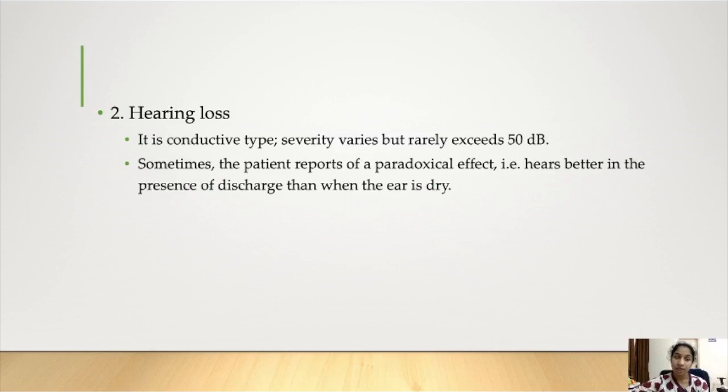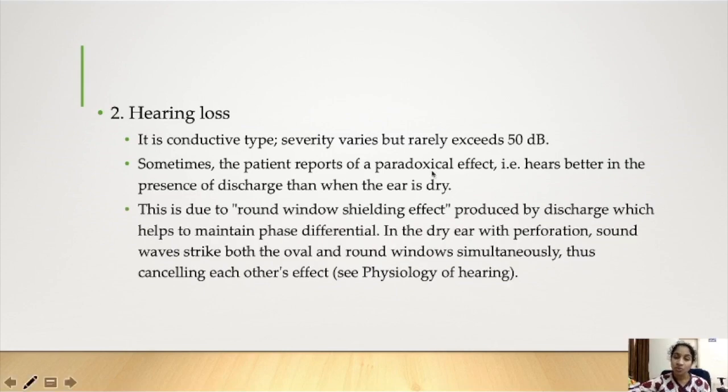Sometimes the patient reports paradoxical effects, that is, hears better in the presence of discharge than when the ear is dry. So the paradoxical effect is: when the ear is dry, there is no discharge, the patient can't hear, and if there is a discharge, the patient can hear because there is a medium to conduct the sound waves. This is due to the round window shielding effect produced by discharge, which helps to maintain phase differential. In a dry ear with perforation, the sound wave strikes both the oval and round window simultaneously and thus cancels each other's effect. So that is the round window shielding effect.